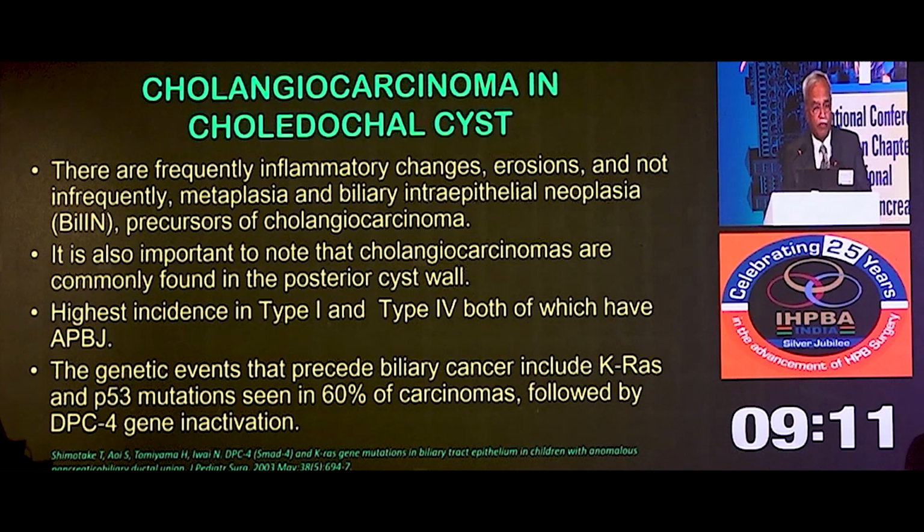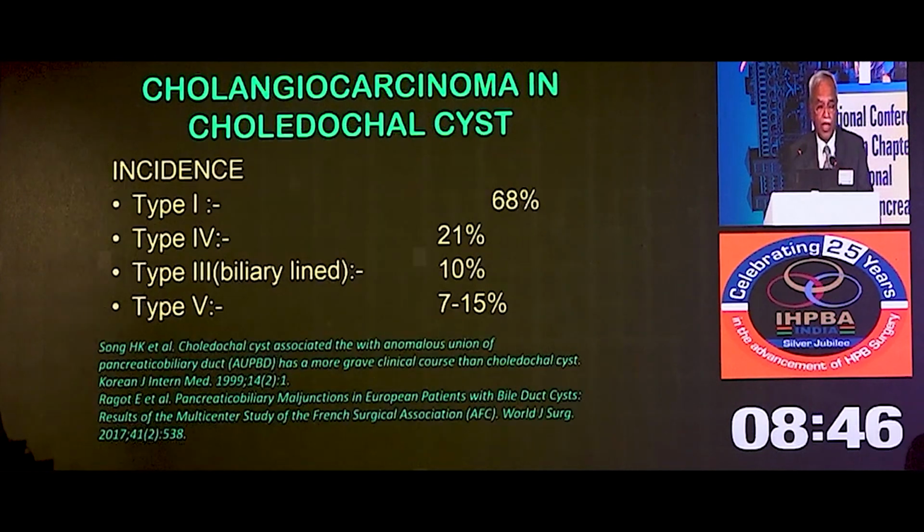There are frequent inflammatory changes leading to biliary neoplasia. Important note that cholangiocarcinoma are commonly found in the posterior cyst wall. Highest incidence in type 1 and type 4, both of which have abnormal pancreato-biliary junction, and the genetic events that precede it are KRAS and P53 mutation seen in 60%, followed by DPC4 gene inactivation. And this is the incidence of cholangiocarcinoma in choledochal cysts, highest in type 1, 68%, 21% in type 4, biliary type 3, 10%, and type 5, 7 to 15%.